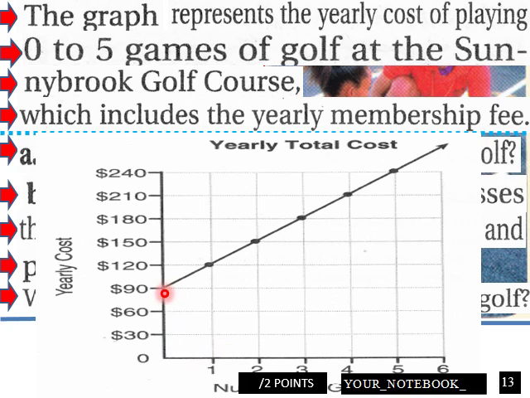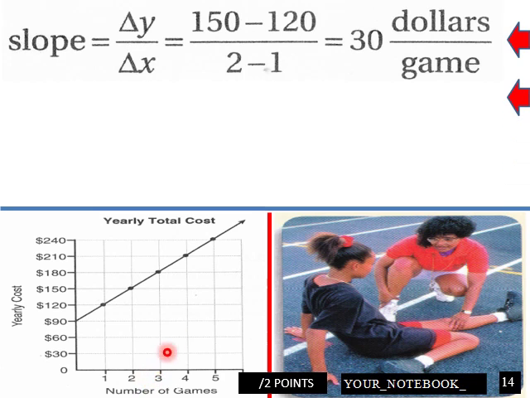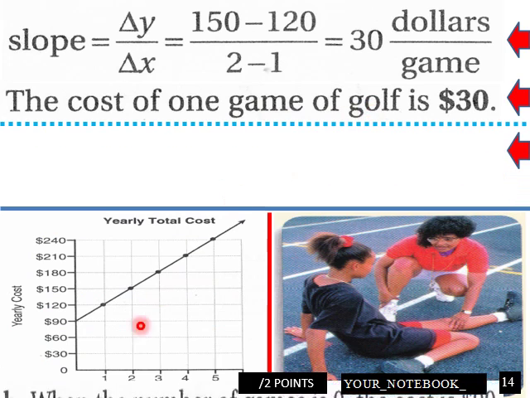Here's the graph again. So for one game, this would be your amount. The slope of the line represents the cost per game of golf. This is cost per game. Pick any 2 points on the line with integer coordinates, such as (1, 120) and (2, 150). The slope of the line: we plug that into our slope formula here and we get $30 per game. The cost of one game of golf is $30.